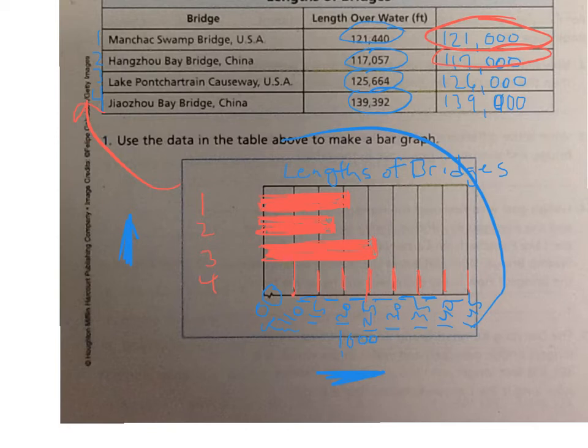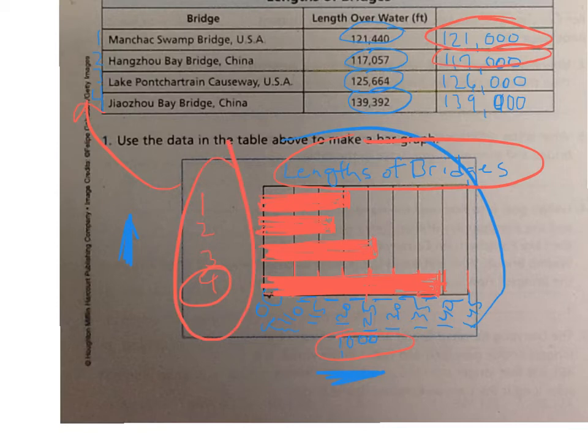The last one is the longest. We rounded up to 139. So we're not quite at 140. We're more like right there. And then I'm just going to draw a line all the way down and then fill it all in. Okay, so if you were to look at this bar graph, you should be able to say, all right, number 4 is clearly the longest because these are lengths in the bridges, and then these are the bridges. Okay, so hopefully you understand that for when you create your own bar graph in the future.